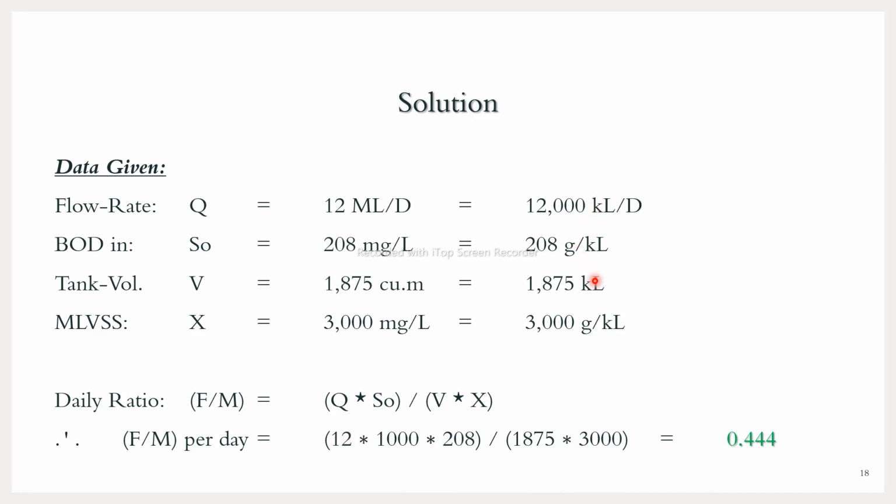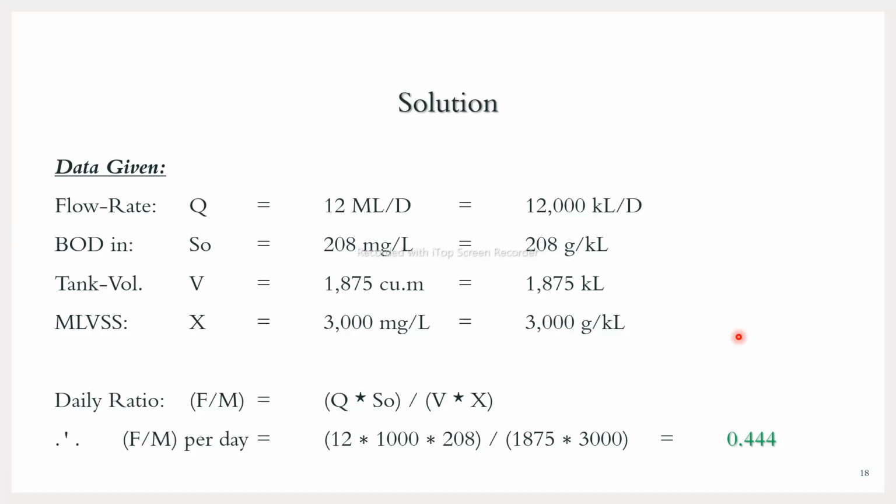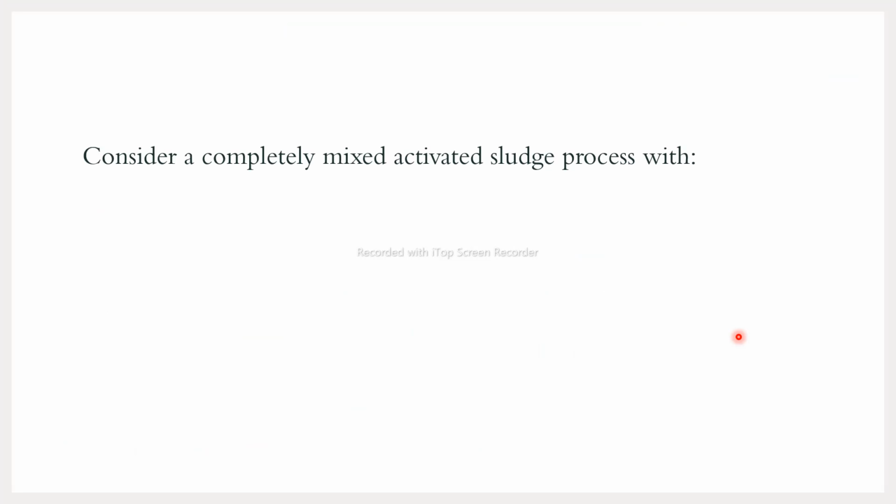This is your gram per day, and if you multiply these two, it becomes gram. So gram per day is the unit of the food, and gram is the unit of the microorganisms. If you take the ratio, it becomes per day. That's why ratio per day is this one. So I hope it is clear. I'll move on to the next question. If you have doubt, please ask questions. Okay. So we'll move to our next question.